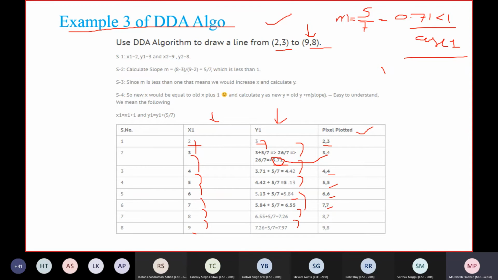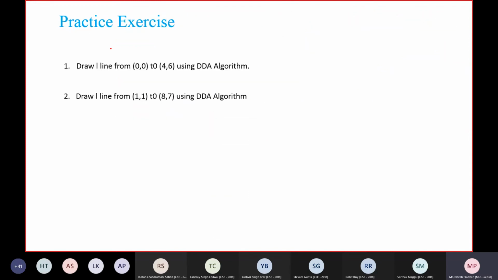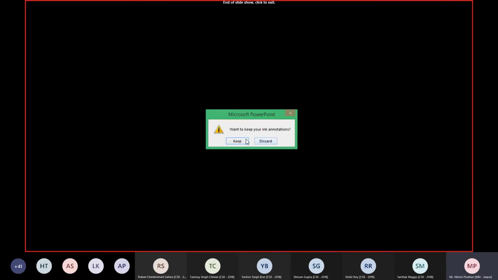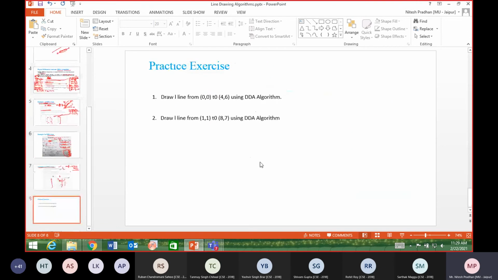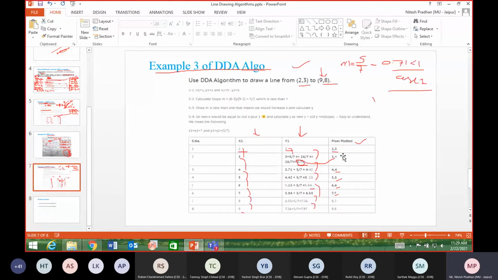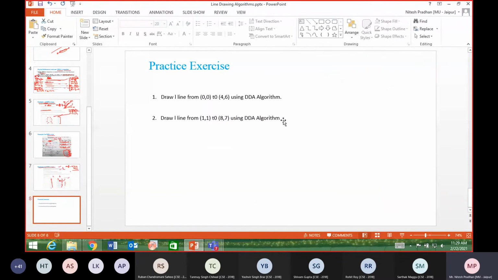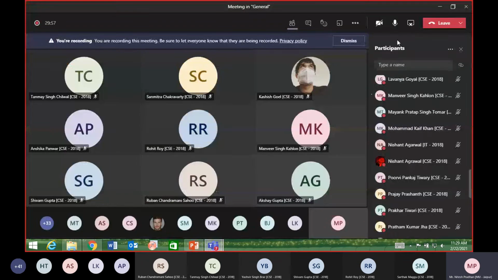Okay. So guys, next slide is only for you, where I added some practice exercise. So you can take a screenshot of it and show me the answer in next 5 minutes only. Okay, start guys. Identify the case and start the calculation. Please do it guys. Tell me the answer of these two. I need only these pixel plots that you have to tell me. So next 5 minutes is yours. Please do it. Okay, let me mute myself.